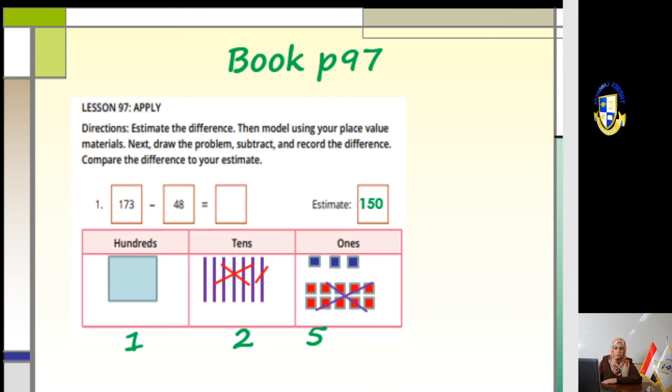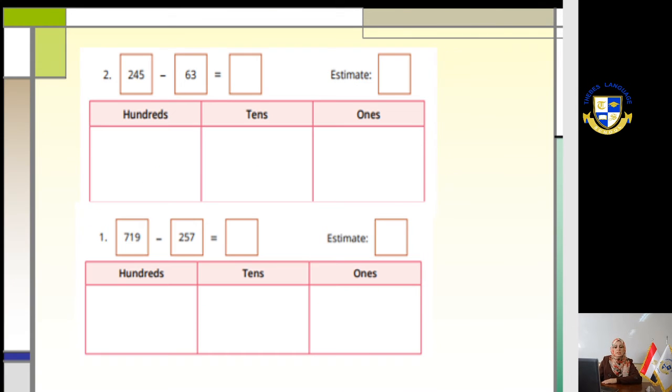Another example, number 2. 245 minus 63. Draw it first: 2 blocks of hundreds, 4 bars of tens, and 5 little ones, minus 63. Look for the ones. 5 minus 3, it can be done because 5 is greater than 3. So 5 minus 3 equals 2. This is okay, no regrouping.